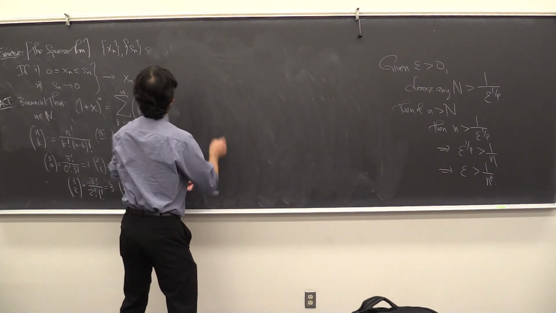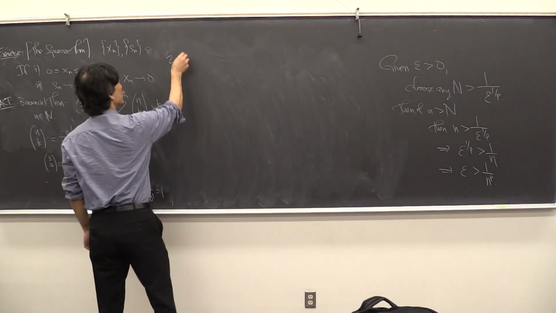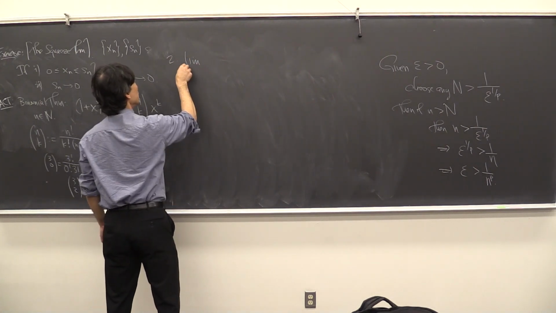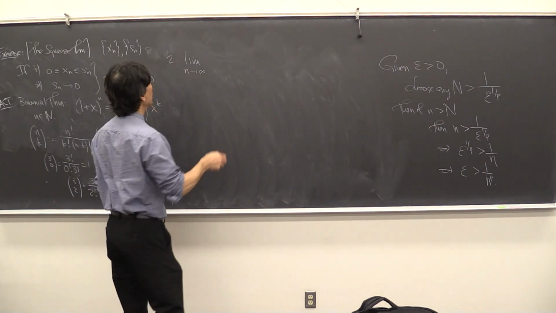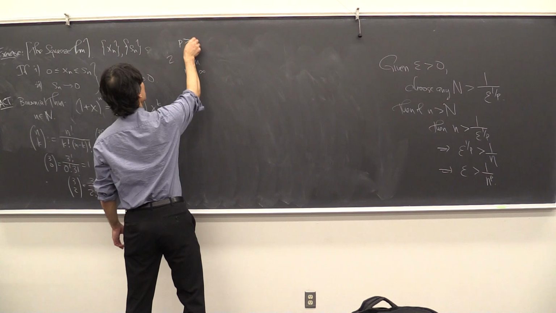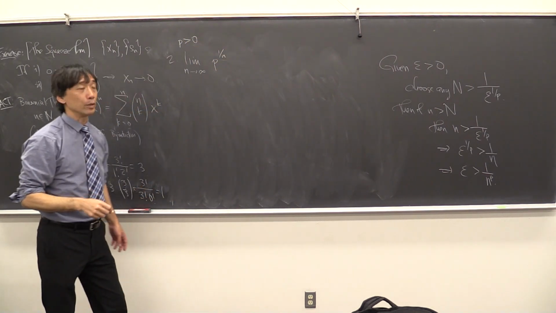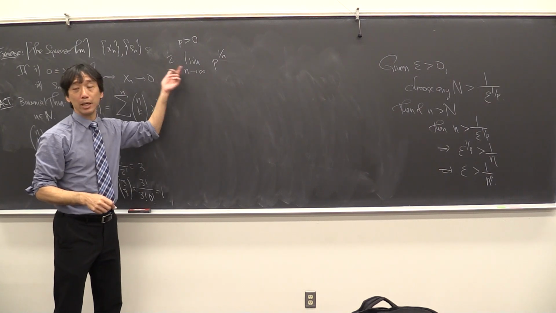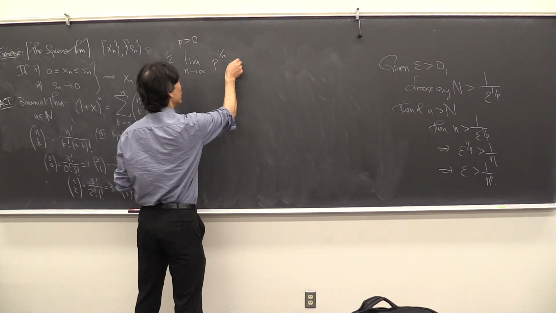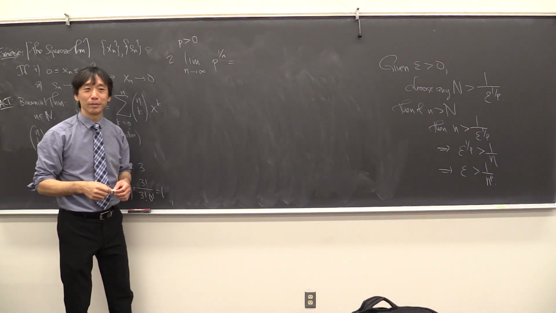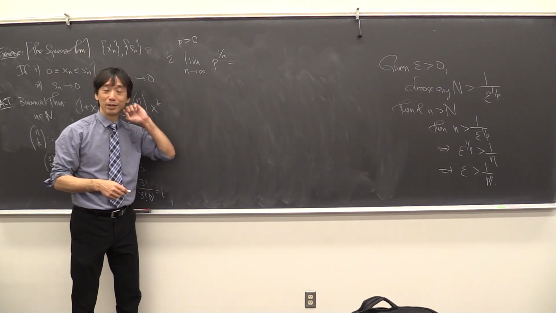Okay, so common limit number 2. The limit as n goes to infinity: you take some p bigger than 0, and you take p to the 1 over n. You take the nth root of p and let n go to infinity. What does that turn out to be? Does anybody know the answer? You take some positive number and you take higher and higher roots of it.